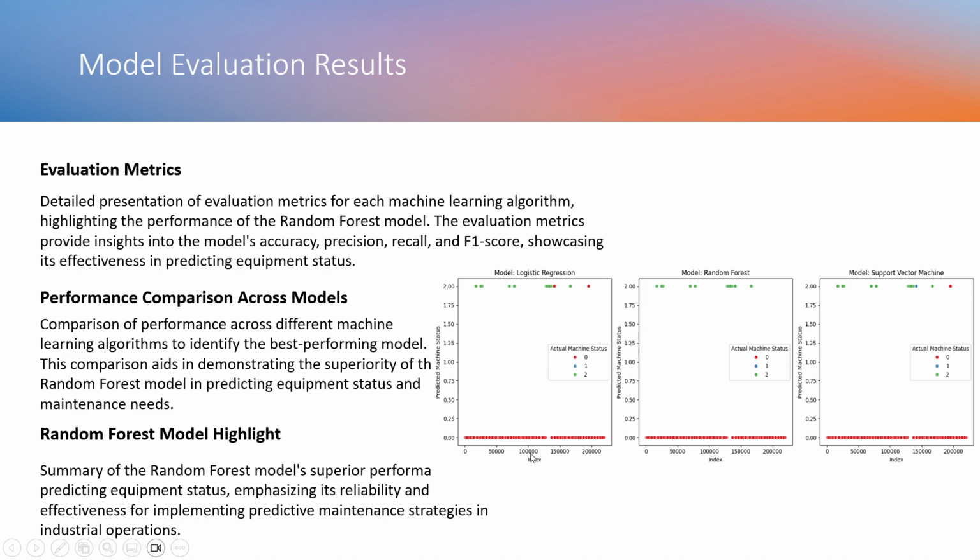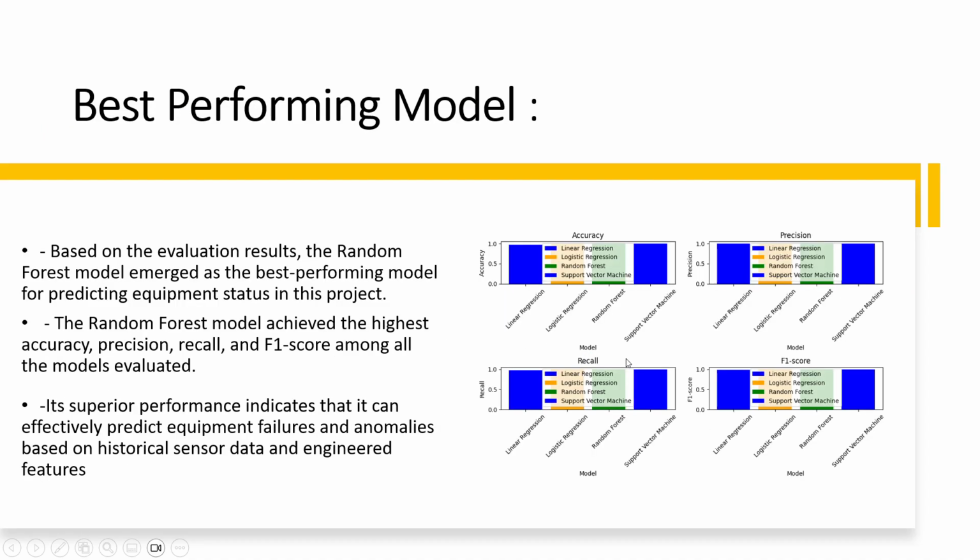For this, we'll see the predicted mission status against the index. If you see the actual mission status, red is 0, and then the blue and the green. Depending on it, we can check it. Now the main thing is to find the best performing model. Based on this, the random forest model emerges as the best performing model for predicting the equipment status in the project. These are the accuracy, precision, recall, and F1 score we were talking about before.